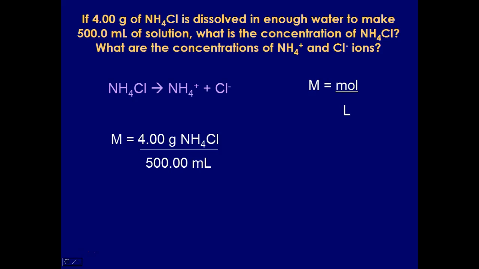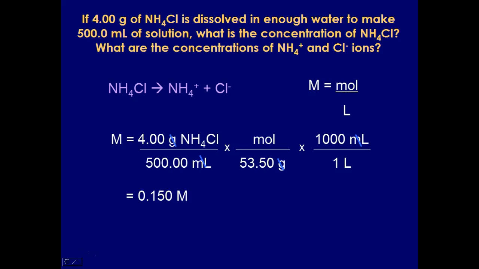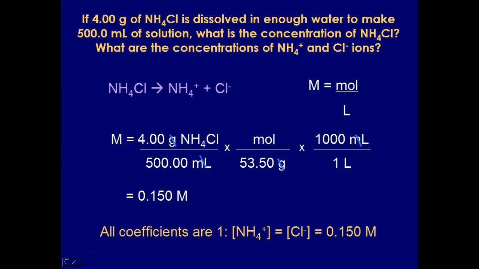We can't just leave it in grams per milliliter. We have to convert the grams to moles, and we have to convert the milliliters to liters. So we need to use the molar mass of NH4Cl to get to moles, and then we need to use the fact that there are 1,000 milliliters for every liter to get the volume converted to the correct units. Our grams and our milliliters cancel out, and when we multiply and divide, we use the 4.00 to determine our sig figs, since it has the fewest, and you get 0.150. That was the concentration of NH4Cl, and because NH4 plus and Cl minus were in a 1-to-1 ratio with NH4Cl, that is their concentration as well.